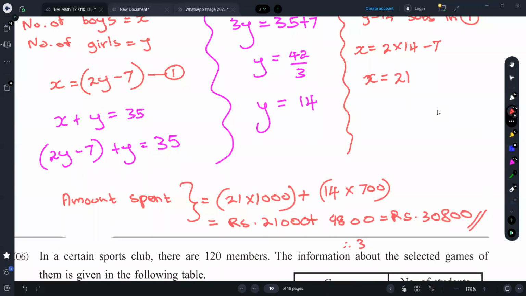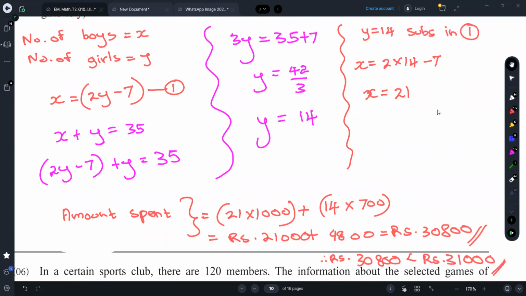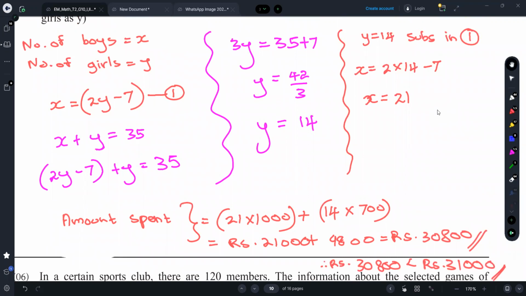Therefore, you should write rupees 30,800 is less than rupees 31,000. Okay, this is the method. Complete your answers. If you have any clarifications, you can ask now.